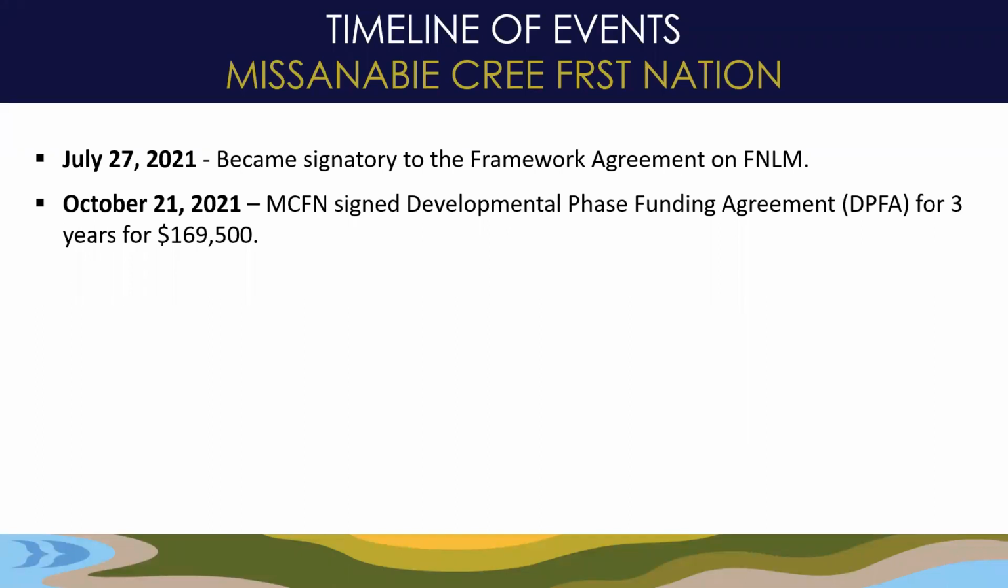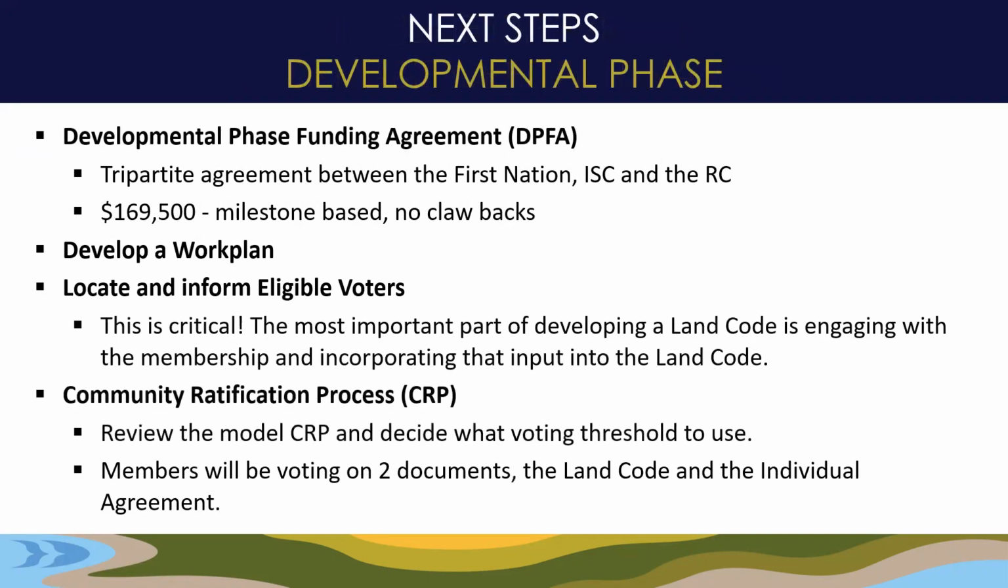And then in October this year, Missinabi Cree signed what's known as the Developmental Phase Funding Agreement, or DPFA. That's one of our other acronyms. So over the course of 3 years, your community will have access to $169,500 for developing your land code and having staff on hand to coordinate all of these working pieces. So as I mentioned, that DPFA, it's a three-way agreement or tripartite agreement between Missinabi Cree, Indigenous Services Canada, and the Resource Center. It's all milestone based, so there's no clawbacks or anything.